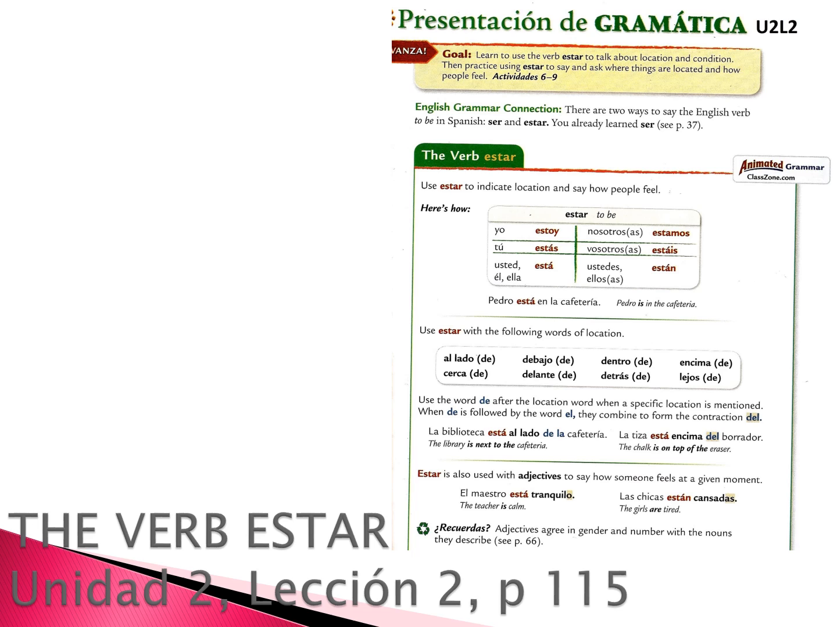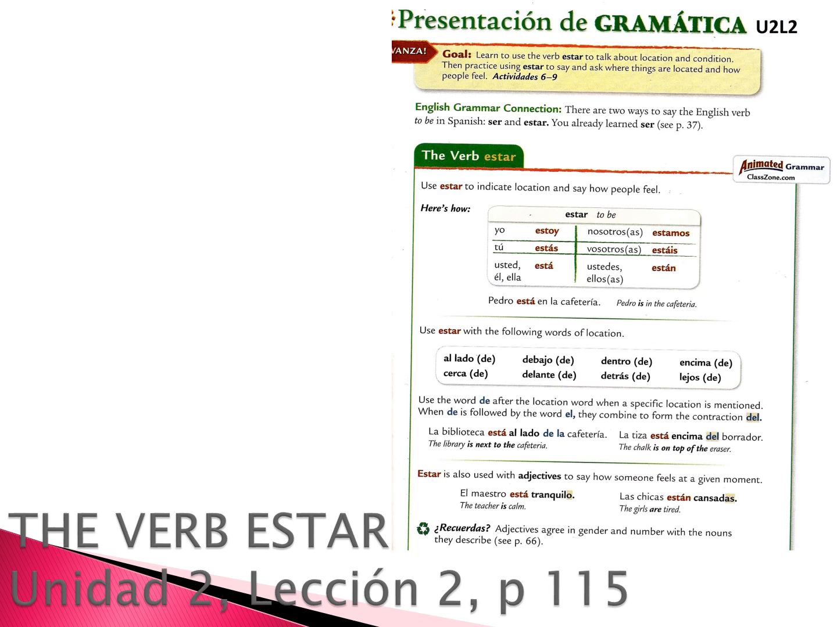English grammar connection. There are two ways to say the English verb to be in Spanish, ser and estar. You've already learned ser, and if that doesn't sound familiar to you, check out page 37 because it is something we have been using, have covered in great detail, and you should be comfortable with at this point in time. The verb estar. Use estar to indicate location and say how people feel.